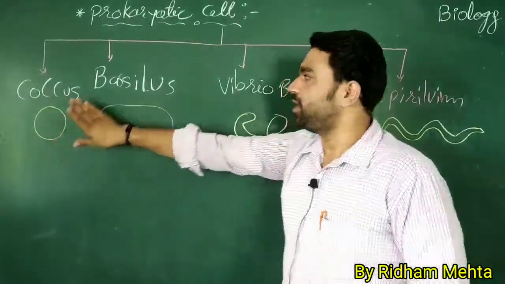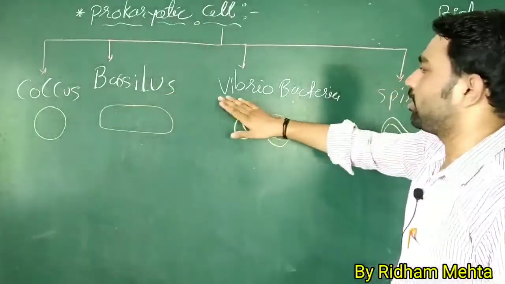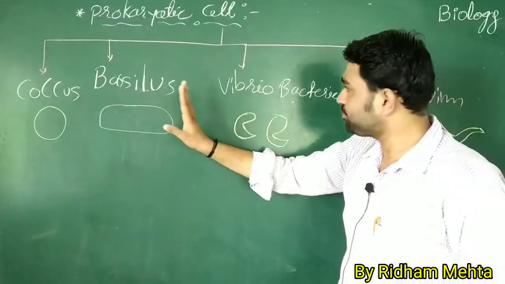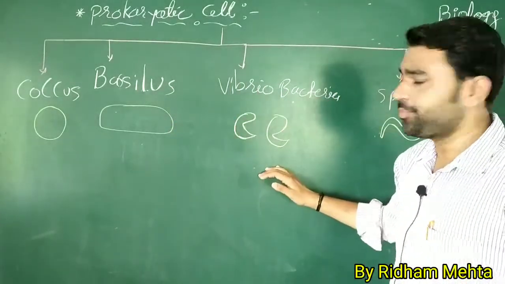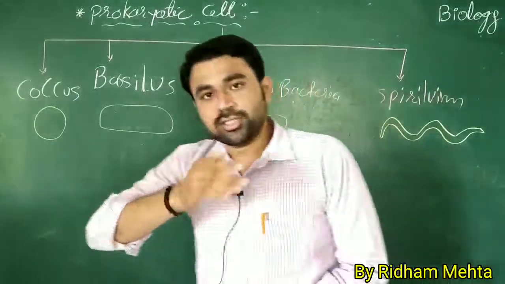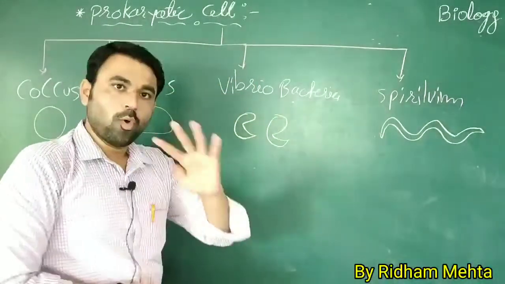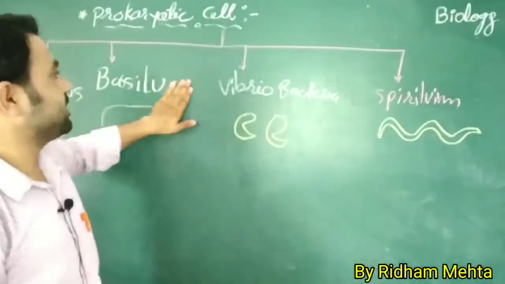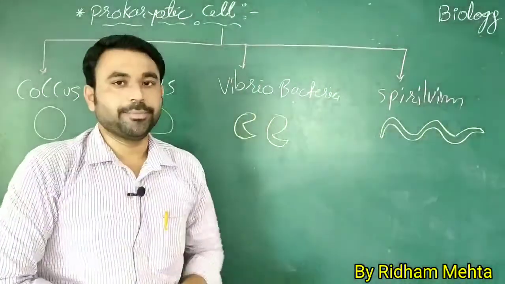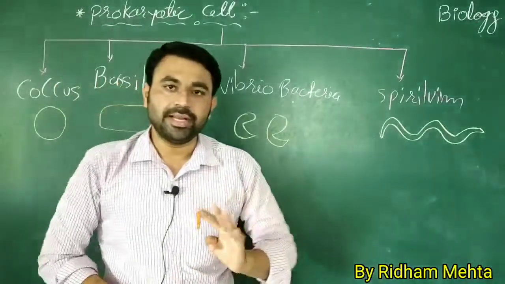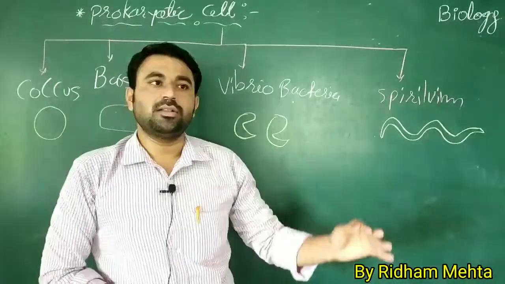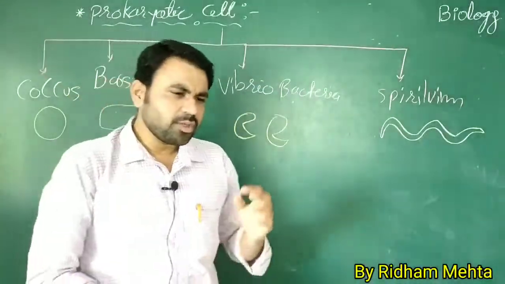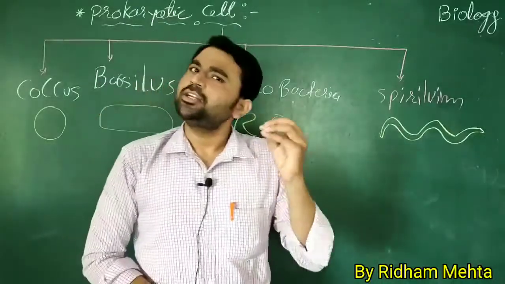Coccus means round shape, bacillus is rod shape, somewhat thick and rectangular, vibrio is comma shape, and spirillum is snake-like. So there are four types of bacteria: coccus, bacillus, vibrio, and spirillum. These types are only based on their shape.